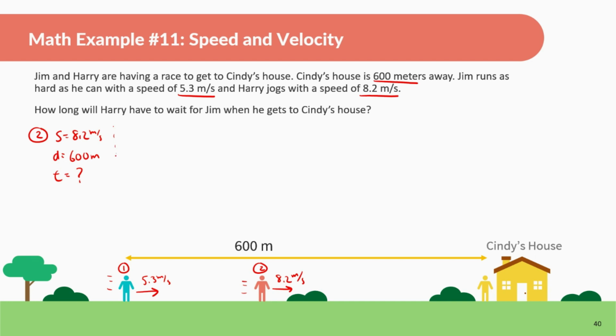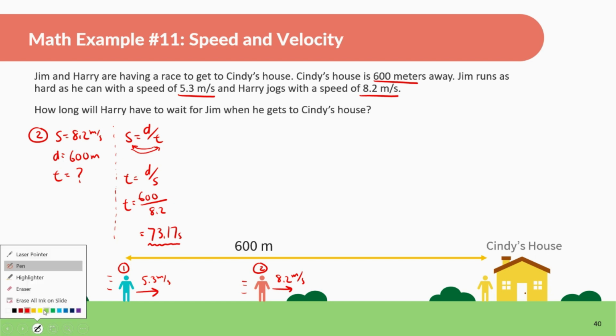Okay. So speed is equal to distance divided by time. And this time, I'm just going to do it the algebraic way. If we put time over here, we can put speed on the opposite side, so time is equal to distance divided by speed. Time is equal to the distance, 600 meters, divided by the speed, 8.2 meters per second, which gives us 73.17 seconds. Okay, so this isn't the answer. This is just how long it takes Harry to get to Cindy's house.